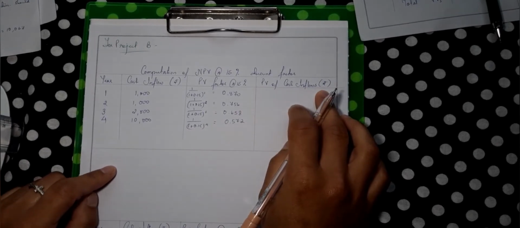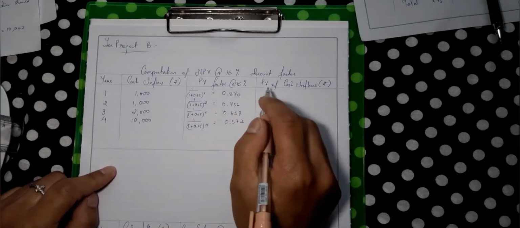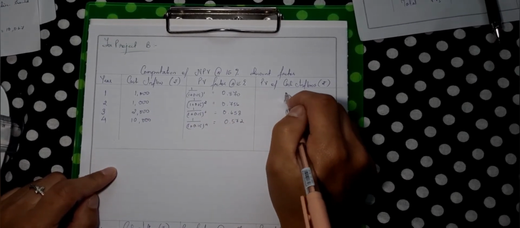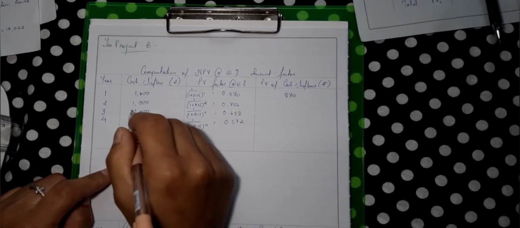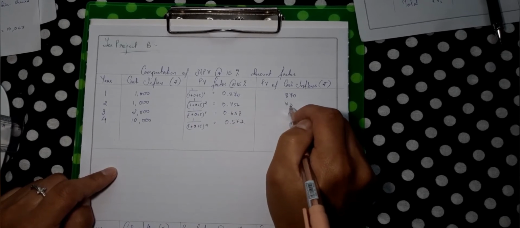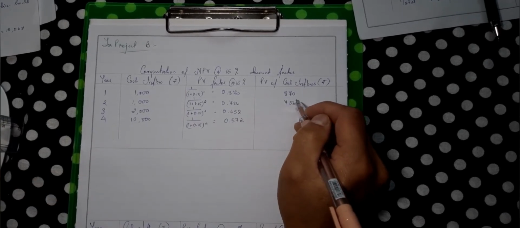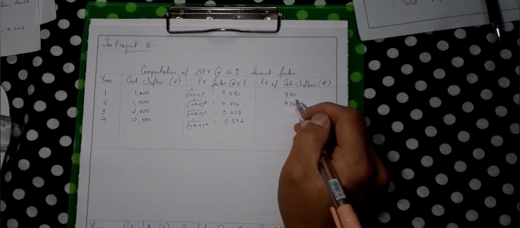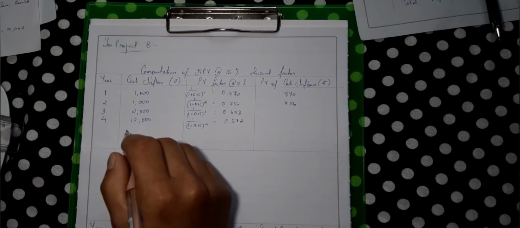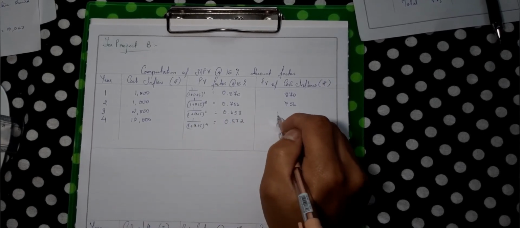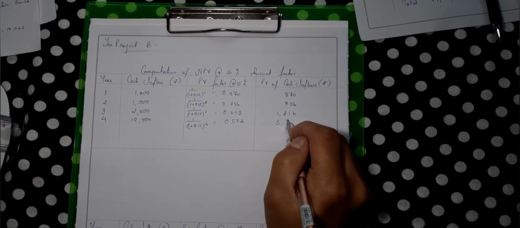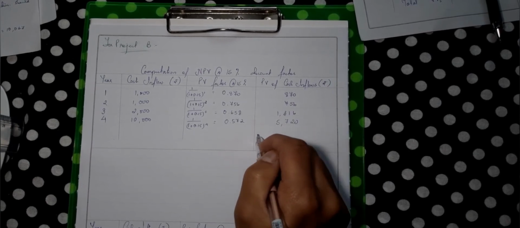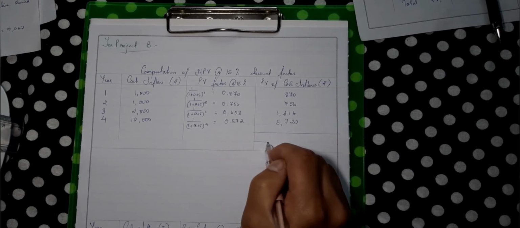So present value of cash inflows, 1,000 into 0.870 amounts to rupees 870. For the second year, 0.756 into 1,000, it is 756. For the third year, it is 0.658 into 2,000, which is rupees 1,316. And finally, 5,720. So close this. What is our total?